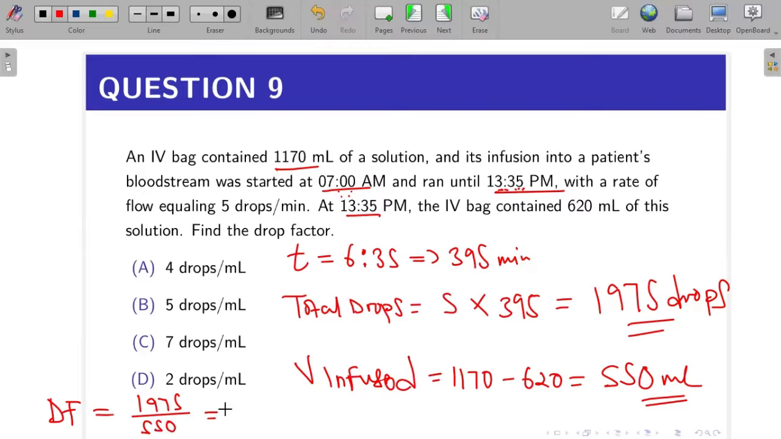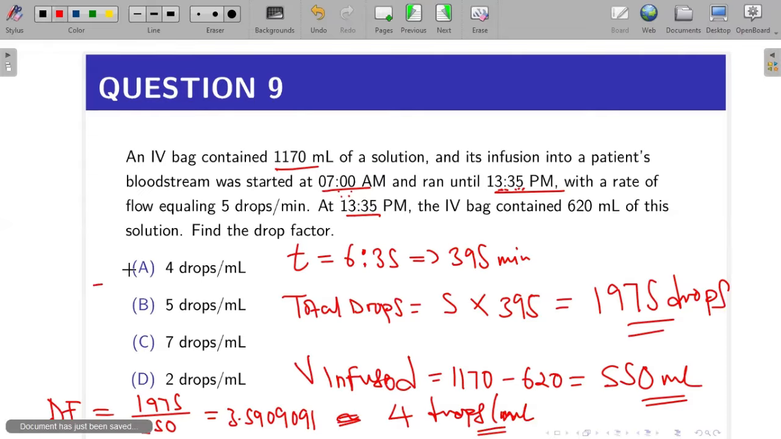So what does this give me? You can divide that on the calculator: 1975 divided by 550 gives me 3.5909090 and so on. I can round it off to the nearest whole number, so it gives me 4 drops per milliliter. You go to the options and look for 4 drops per milliliter, which I can see at A. So I'm going to choose A as my best answer.